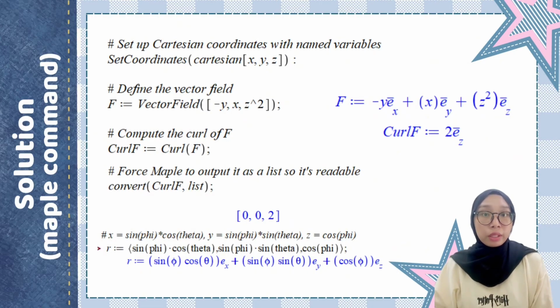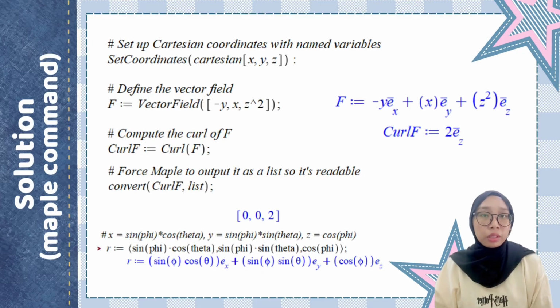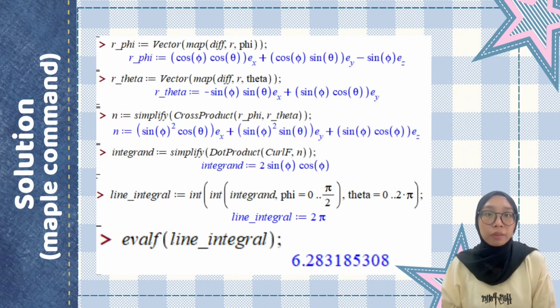To apply the surface integral, we use spherical coordinates to represent the surface, r equal to sin phi times cos theta, sin phi times sin theta, and cos phi. This parameterization covers the upper hemisphere where phi ranges from 0 to pi over 2 and theta ranges from 0 to 2 pi. Next, calculate the partial derivatives of r, then use the cross product to get the surface normal vector n. Then, compute the dot product of the curl and normal, giving the integrand 2 sin phi cos phi.